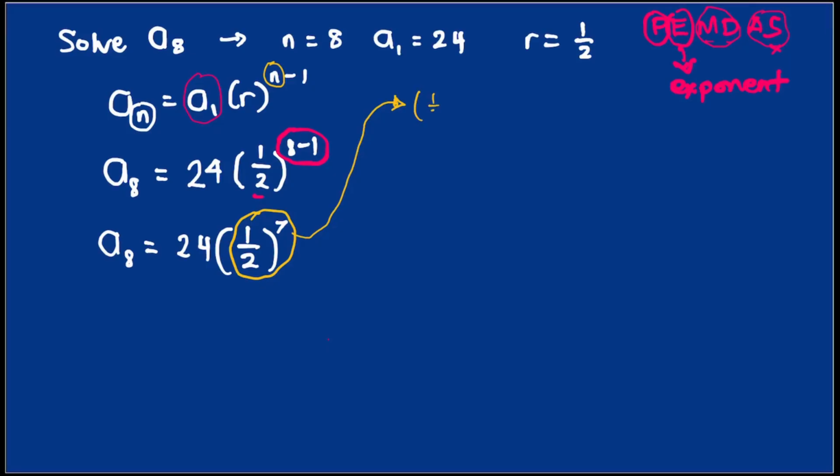So, 1 half times 1 half. Ganyan siya. Okay? So, manually, pwede siyang ganito. Pero you can use the calculator naman. Okay? Yun nga lang, mas maganda if you know the process of getting 1 half raised to 7.